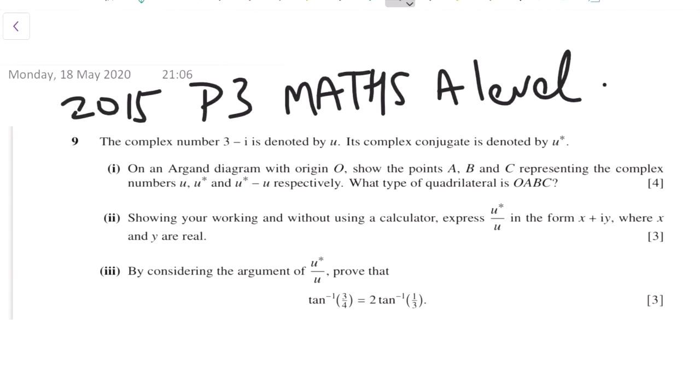The complex number 3 minus i is denoted by u, and its complex conjugate is denoted by u star. They want us to plot on an Argand diagram with origin O the points A, B, C representing the complex numbers u, u star, and u star minus u, and then say what type of quadrilateral we obtain. Okay, so let's do this question.